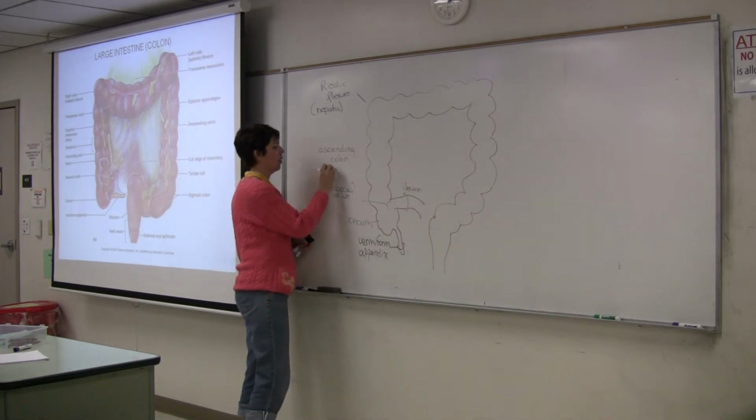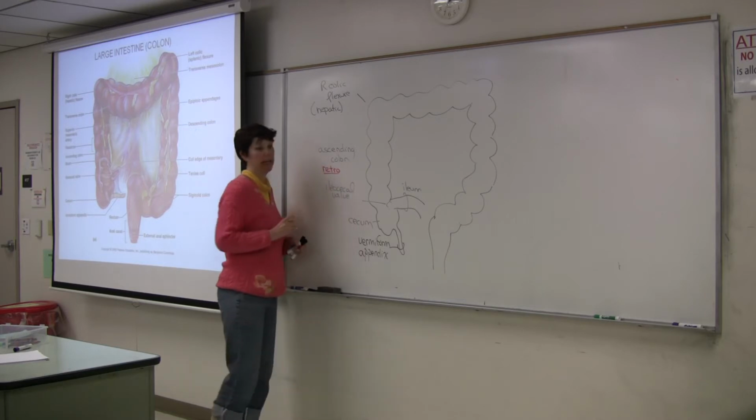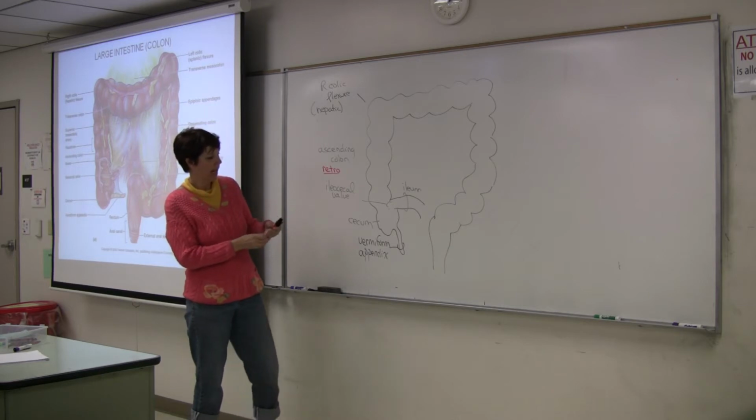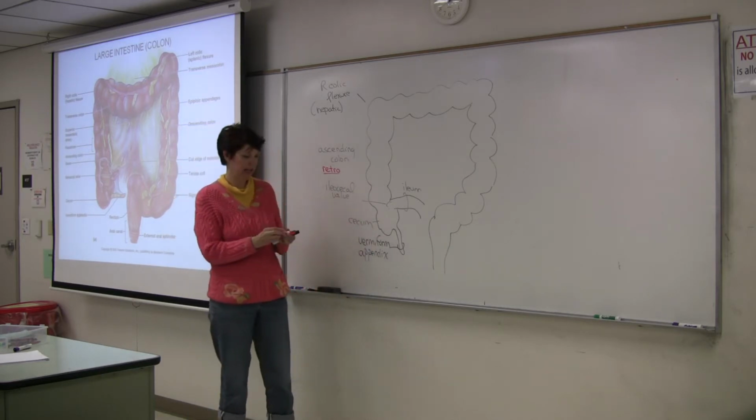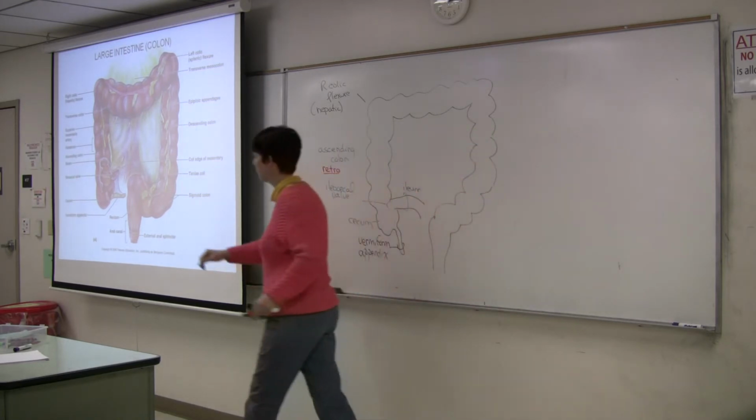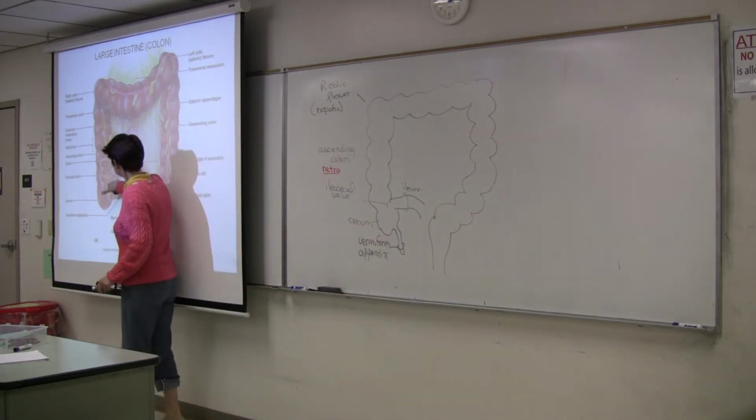It has no mesocolon, all right? However, except for the appendix. The appendix does have a mesocolon. It has its very own mesentery, as you can see right here.